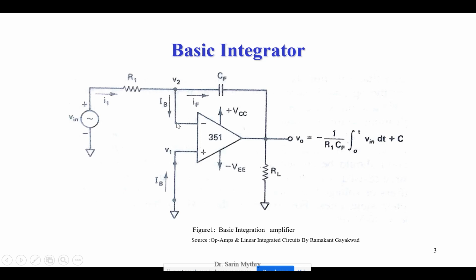So ultimately what we will get? We are going to get from the KCL equation at the node V2, I1 equal to IF. I1 equal to IF will be your main first equation in order to calculate this output voltage. So if we apply the Kirchhoff laws at V2, we are going to get I1 equal to IF.